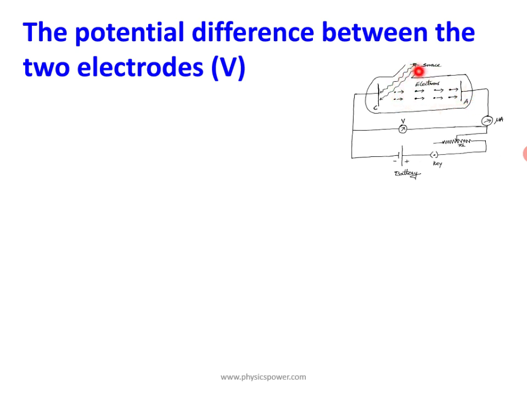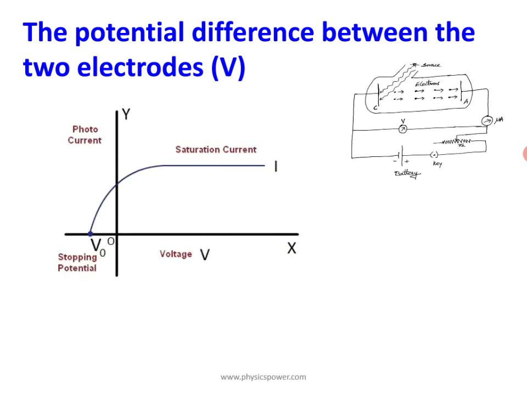Why? Because here the number of electrons is fixed. Why? Because here the intensity is fixed. So for a fixed intensity of the source, you get a fixed number of electrons. If they stopped in the middle, those will also be gathered due to the positive potential given to plate A. If you study that graphically, you will get a graph like this.